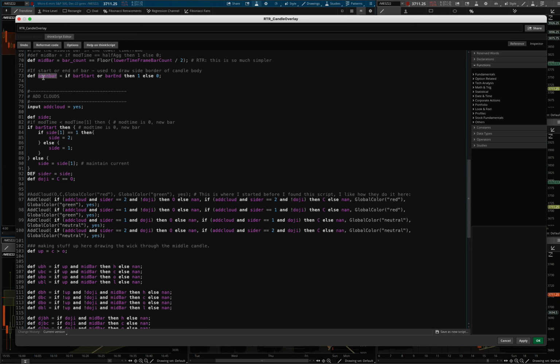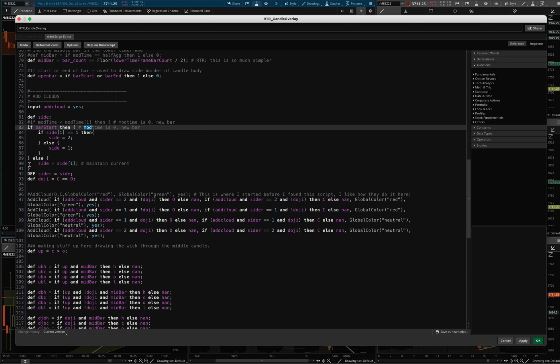But then open bar is really just a thing that says if we have an open bar, then we're going to have a side. We're going to draw a side on it, and that shows up a little bit later. So then we figure out whether it's, if it's mod time isn't. I'm not using mod time anymore. I'm just using bar start, because if it's a new bar, then we draw a new side. And if the side is the first side, then we say side equals 2. Otherwise, we keep side as 1. And if it's not bar start, then we just keep going.